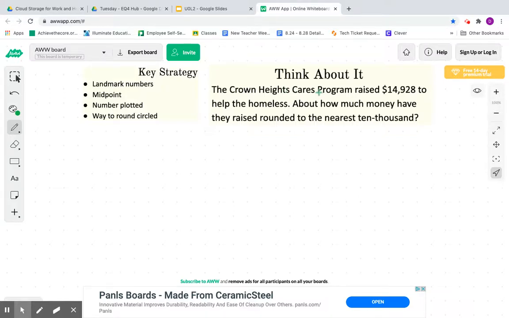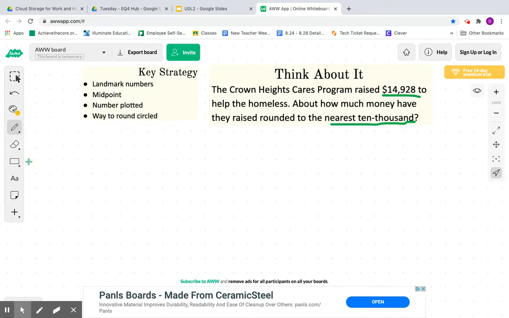The Crown Heights CARES program raised $14,928 to help the homeless. About how much money have they raised rounded to the nearest 10,000? All right. So, what is this question asking us to find out? About how much money have they raised rounded to the nearest 10,000? So, they are being specific in this question what to round to.